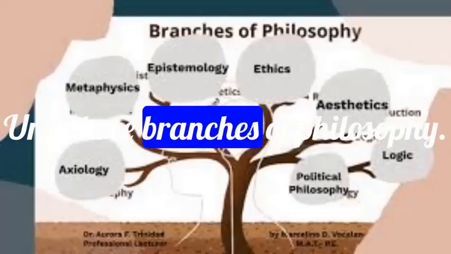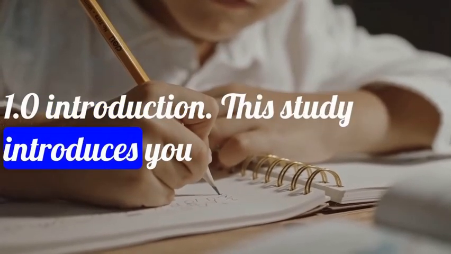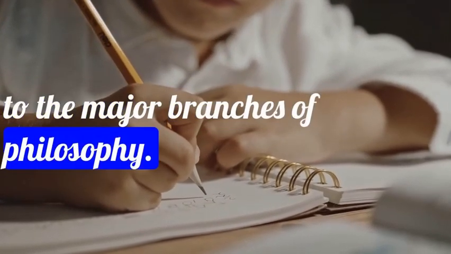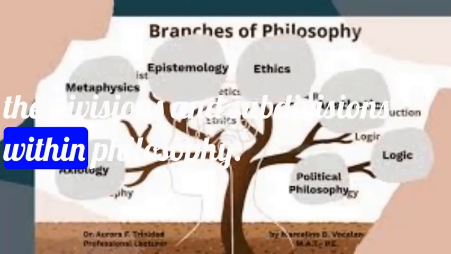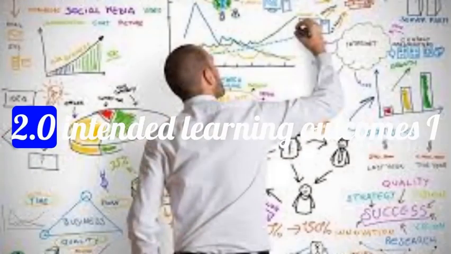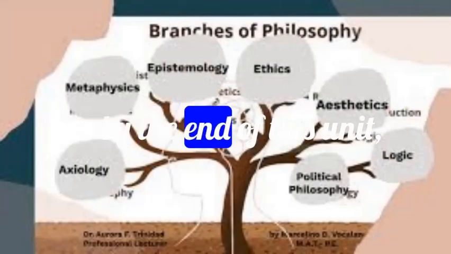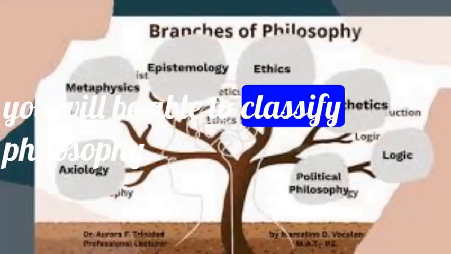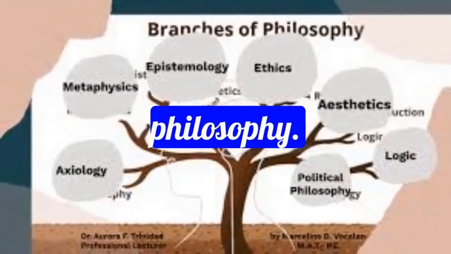Unit 3, Branches of Philosophy. 1.0 Introduction. This study introduces you to the major branches of philosophy. It is an opportunity for you to know the divisions and subdivisions within philosophy. 2.0 Intended Learning Outcomes, ILOs. By the end of this unit, you will be able to classify philosophy and differentiate the different branches of philosophy.